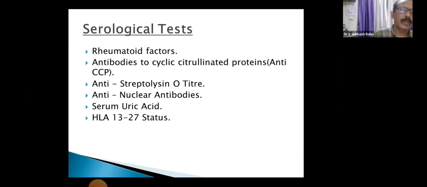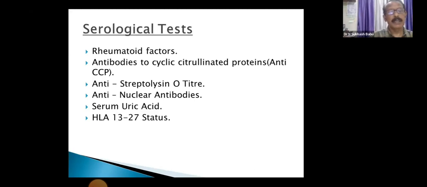So you have to look into the serum uric acid level for identifying hyperuricemia or gouty arthritis or crystal arthritis.